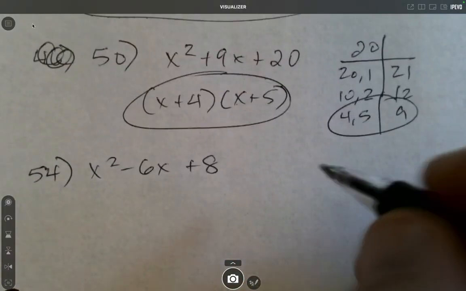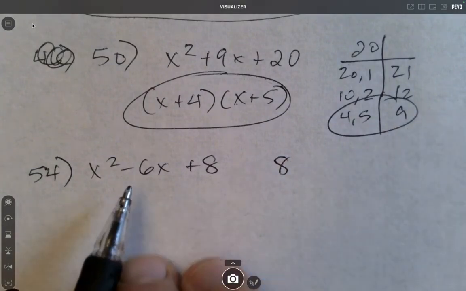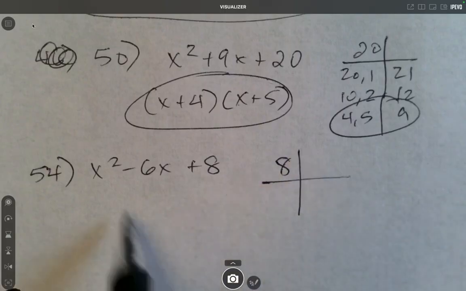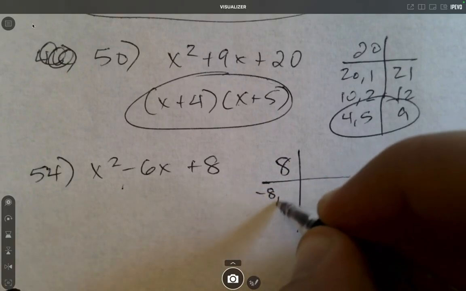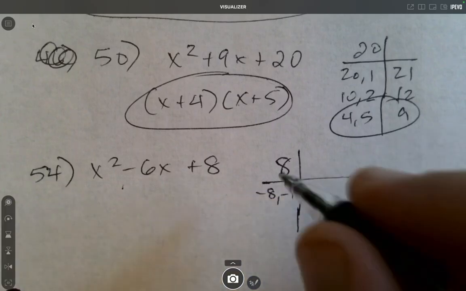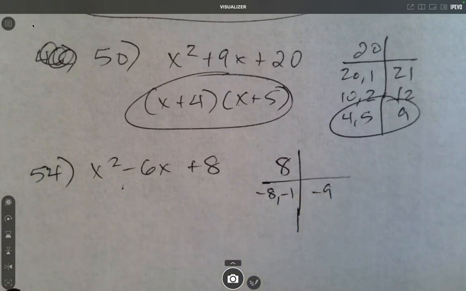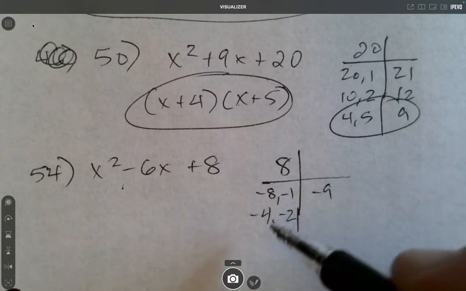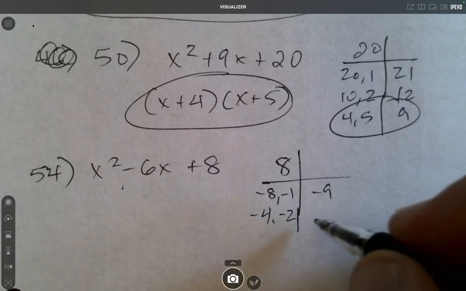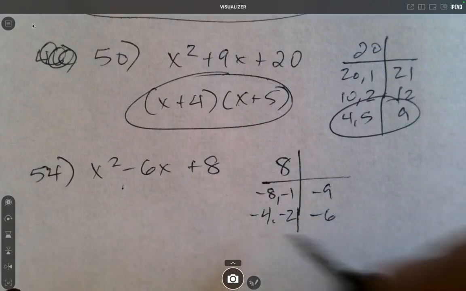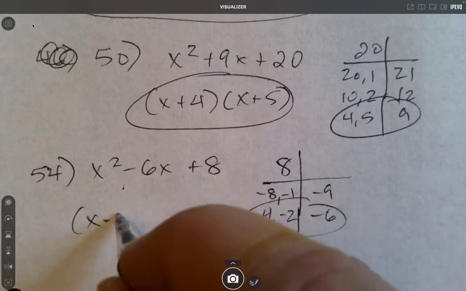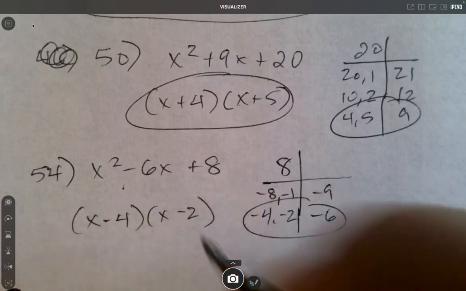Okay, this time we're trying to figure out what multiplies to be 8 and adds up to negative 6. So since it's a positive 8 adding up to a negative 6, we need both of the numbers to be negative. So like negative 8 and negative 1, they multiply to be positive 8, but they add up to negative 9, so that one doesn't work. But negative 4 and negative 2, they do multiply to be positive 8, but they add up to negative 6. So there's our answer. So we'll do x minus 4, x minus 2.